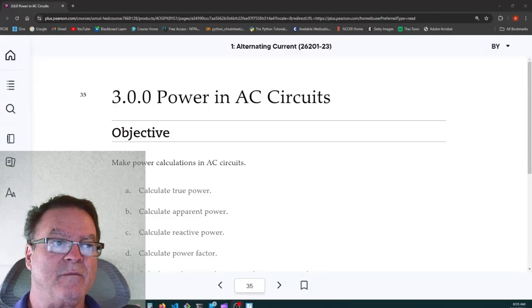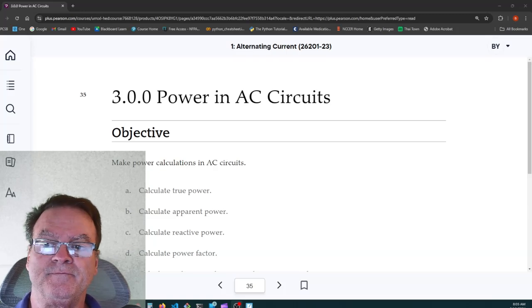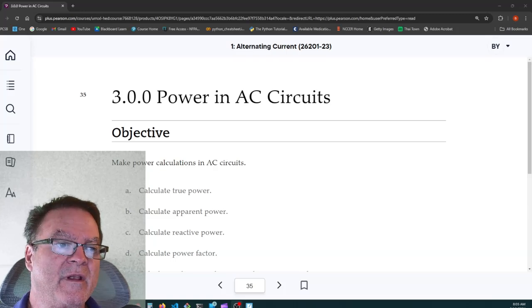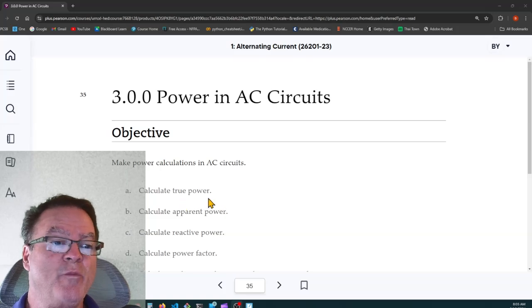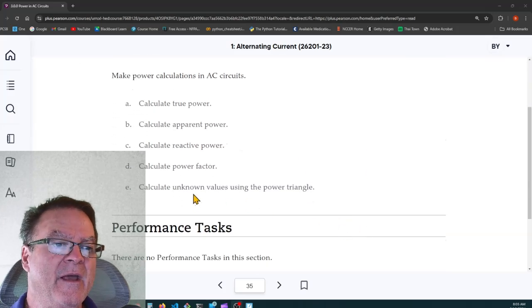3.0.0 Power in an AC circuit. Make power calculations in an AC circuit, calculate true power, apparent power, reactive power, calculate the power factor, calculate unknown values using the power triangle.